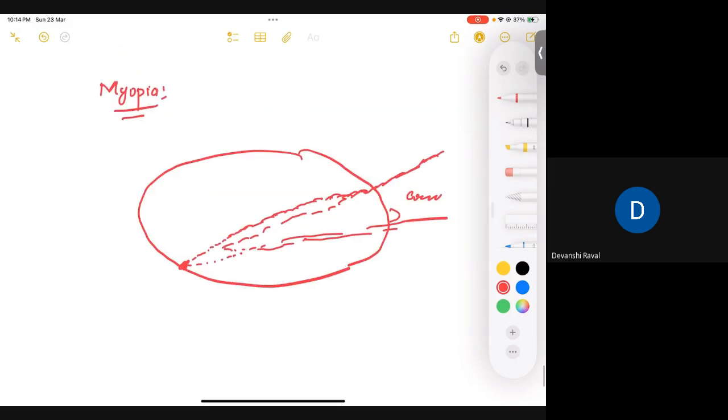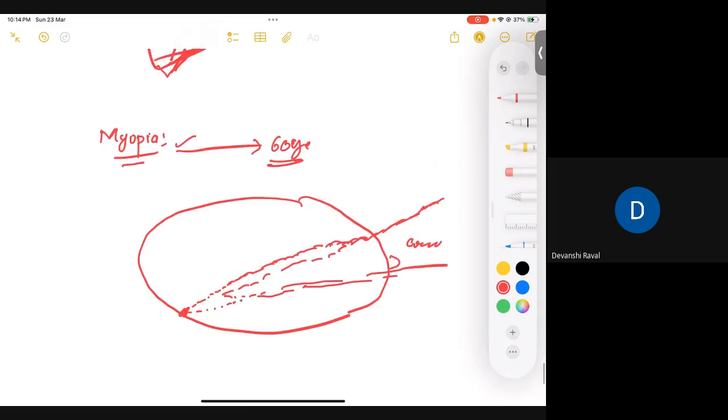Let me just tell you an interesting fact. For example, if you have an individual who is myopic, and let's suppose he is now 60 years of age. When he was a child he was myopic, and he was using concave lenses throughout his life.